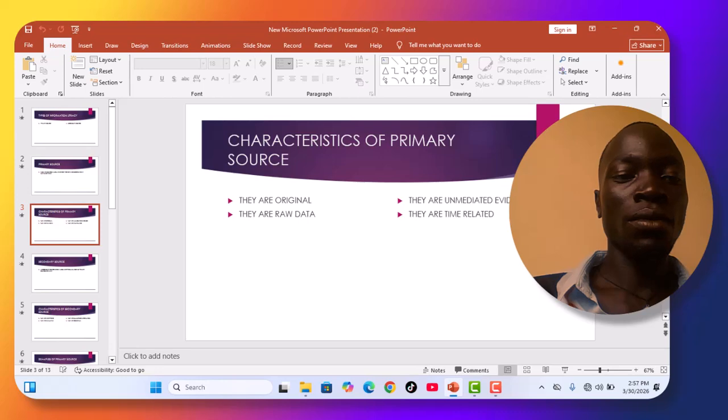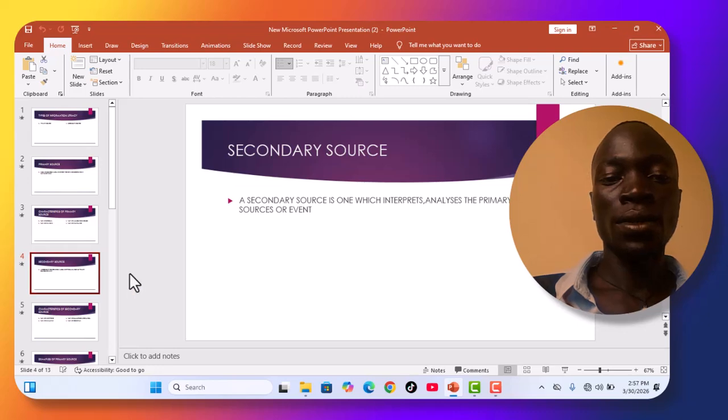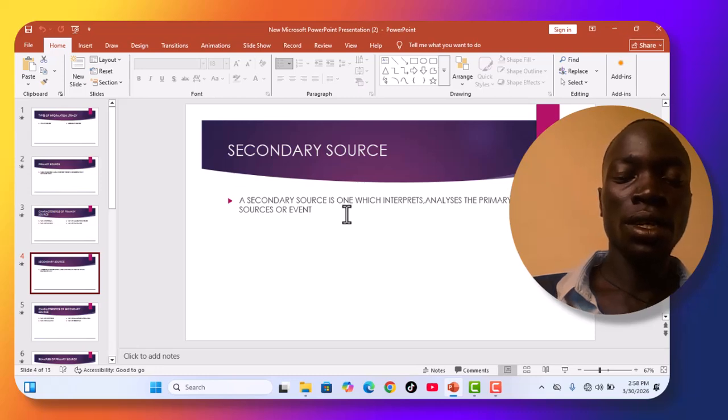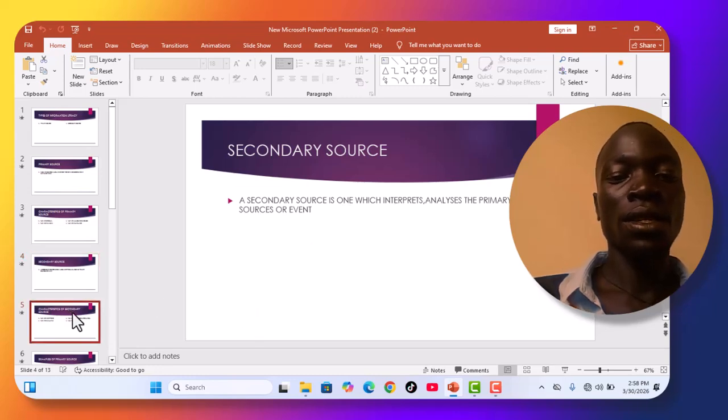So we shall now move to the secondary sources. A secondary source is one which interprets and analyzes the primary sources or event. This one here is straightforward. It interprets, it analyzes the primary sources. Let me say that it depends on the primary sources. It actually makes one understand to the fullest the primary sources. We shall move to the characteristics of these secondary sources.